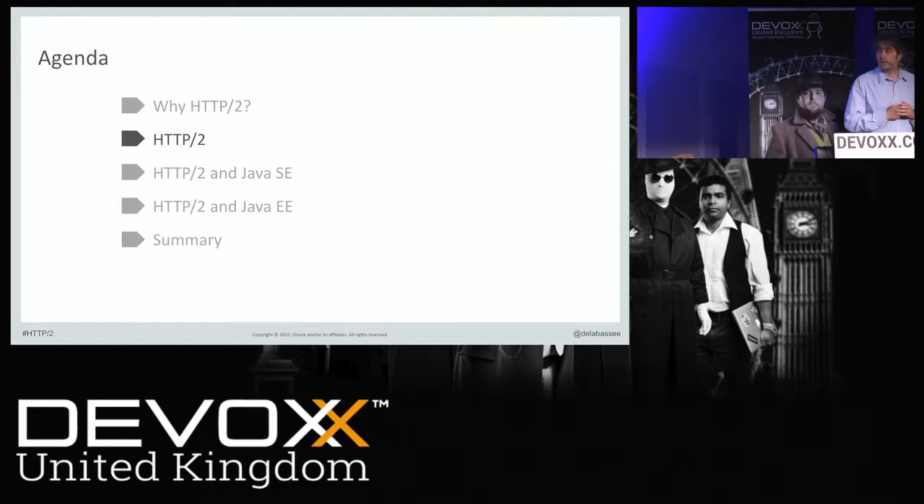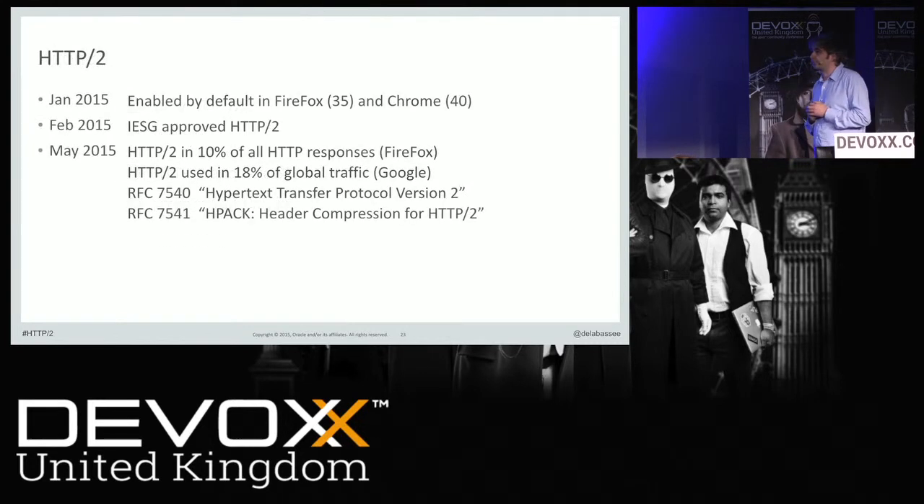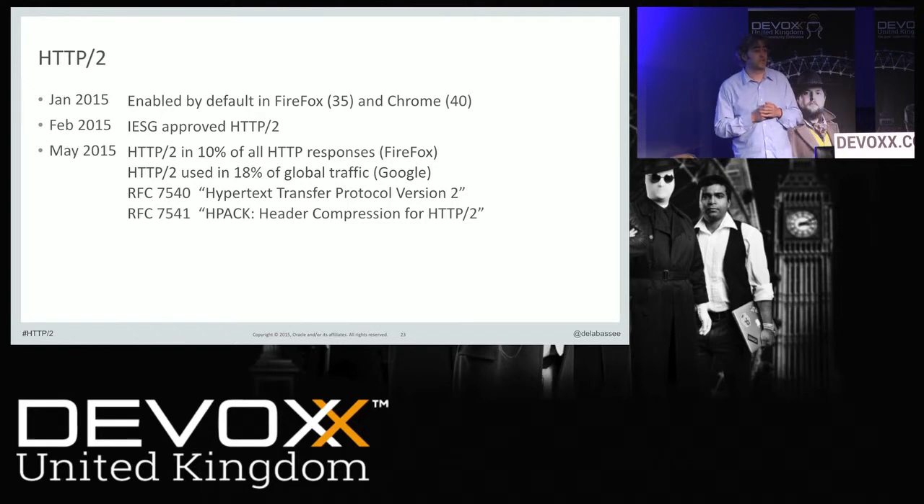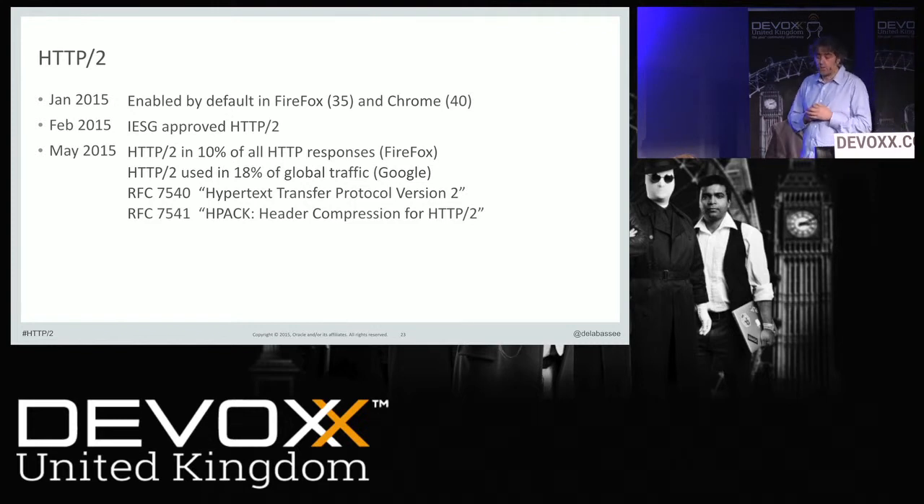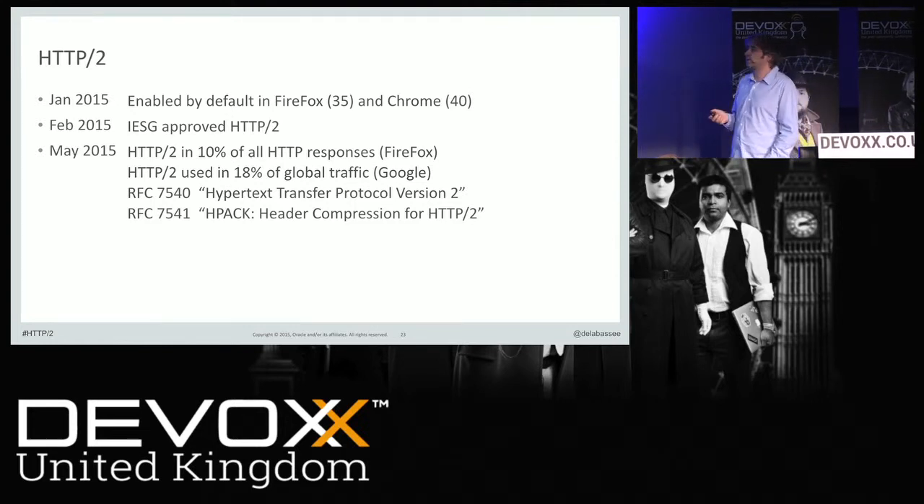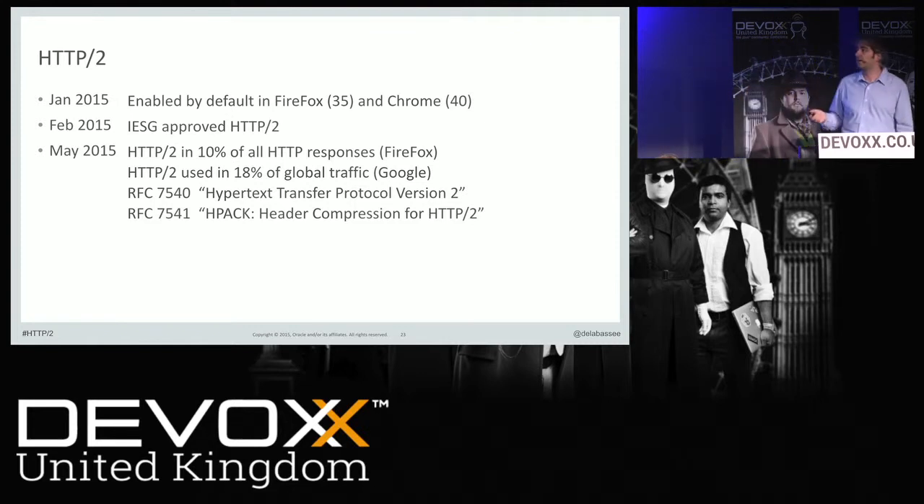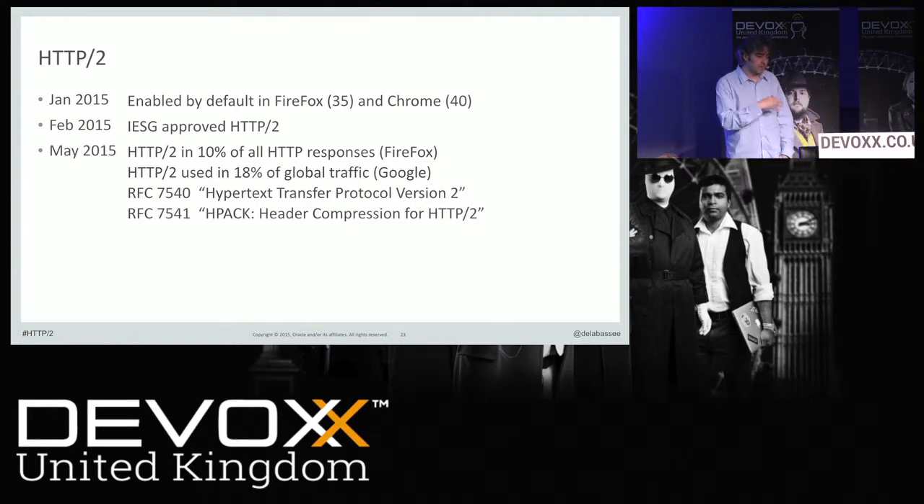So, HTTP 2. First, HTTP 2 is now a standard. Not only that, it's 2 standards. Since a few weeks, in May, we have 2 official RFCs for HTTP 2 itself: 7540, which is really the HTTP 2 specs, and another RFC that deals with header compression, 7541. So it's really there now.